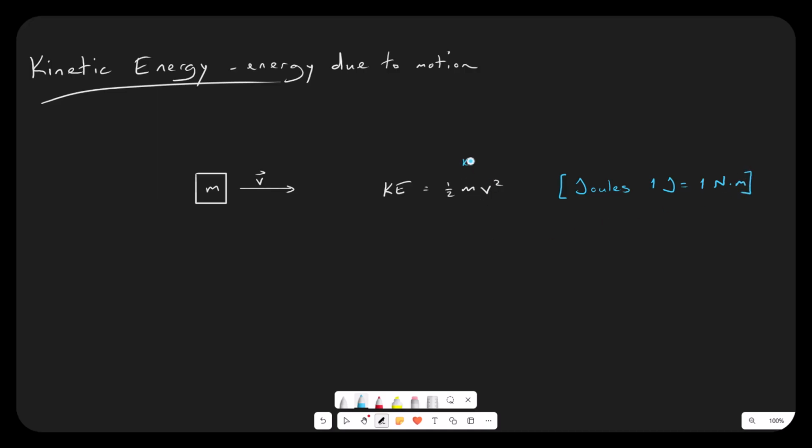Mass, that's kilograms. I've got a meter squared per second squared, so kilograms meter per second squared, that's a Newton, times another meter is a Newton times a meter, that's a joule.